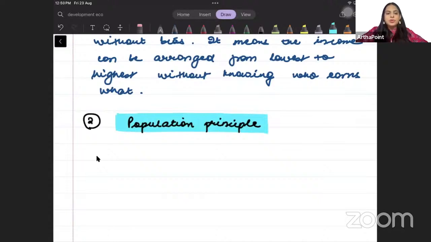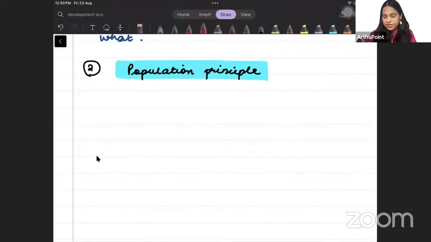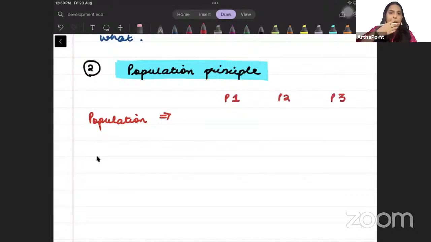Now, what is the population principle saying? The population principle goes ahead and says, supposedly, I am telling you that, look, there is a population, right, in which there are three people, person 1, person 2, person 3. Person 1 is earning 40 rupees, 2 is earning 60, and 3 is earning 80. Now, population principle says that if we clone, matlab copy the entire population and income, then inequality is unaltered. Inequality ko farak nahi padega.